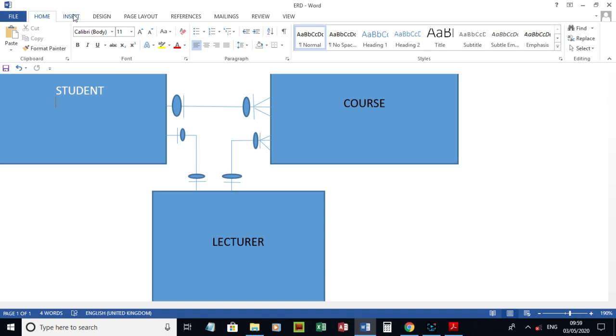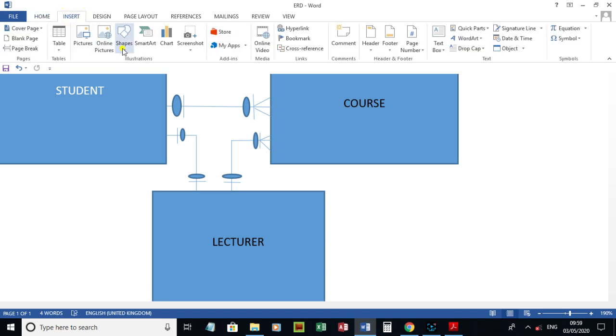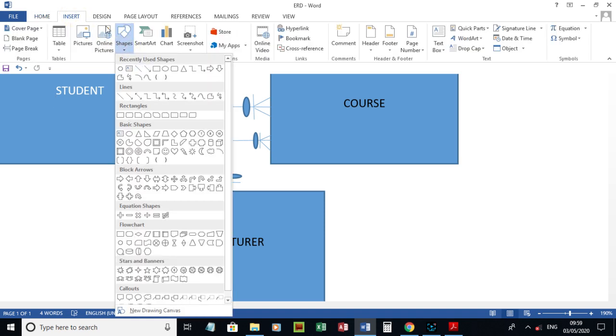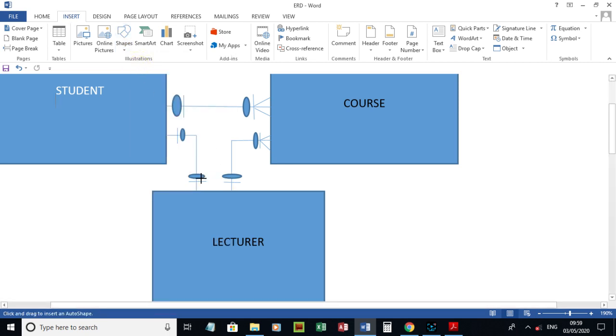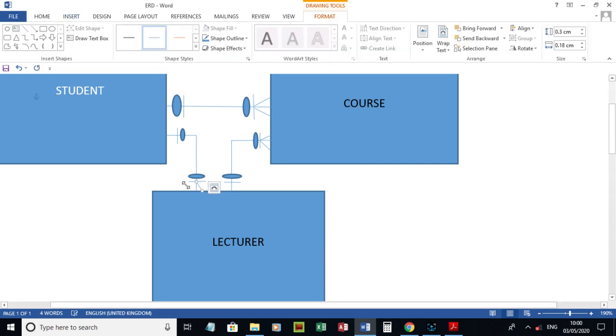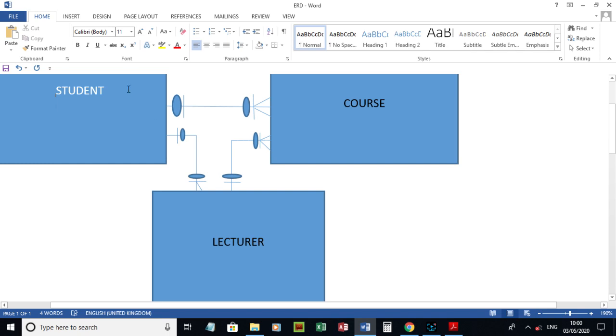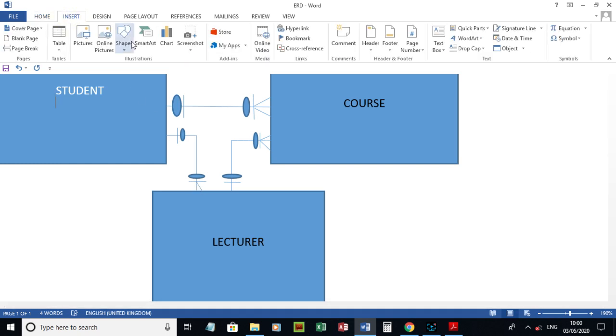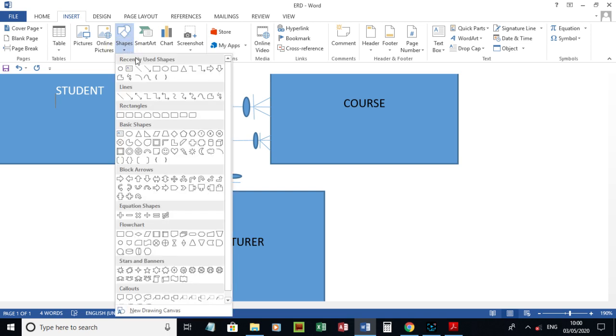So far as courses are concerned, okay. You can find your shapes now. Click on insert, select the shapes, then find one of these. Then I draw the triangle. Please, can you see? Then we number it. Insert again, because on the right-hand side I need to design the crow's foot.